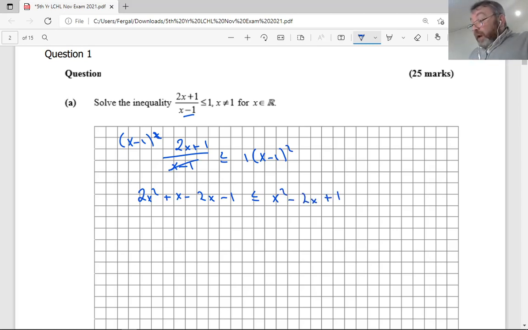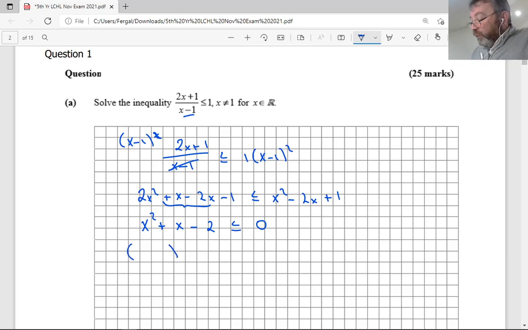So all I've got to do now is gather all terms to the left hand side. So I'm going to subtract x squared from the right hand side, which brings that down to x squared. Both of these can go together, plus x and minus 2x, so that's minus x. Then I'm going to add on 2x to both sides, that will bring it up to plus x. And then I'm going to take away 1 from both sides, so that's minus 2. And that in turn is less than or equal to 0.